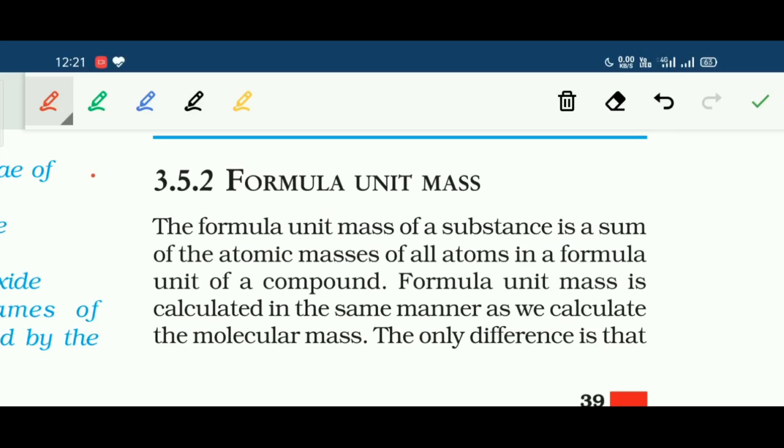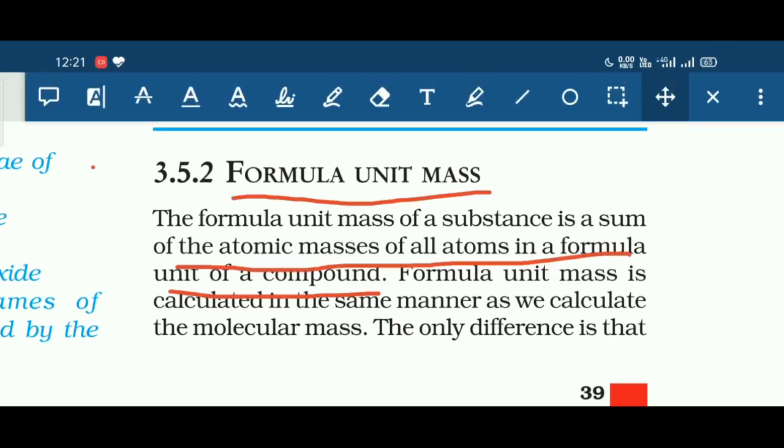Next topic is formula unit mass. Students, formula unit mass of a substance is a sum of the atomic masses of all the atoms in a formula unit of a compound, and it is calculated in the same manner as we calculate the molecular mass.